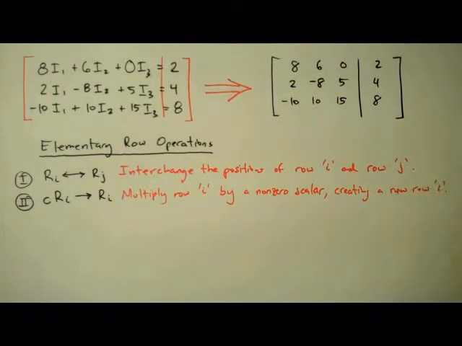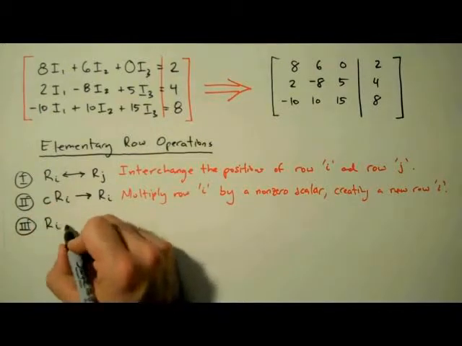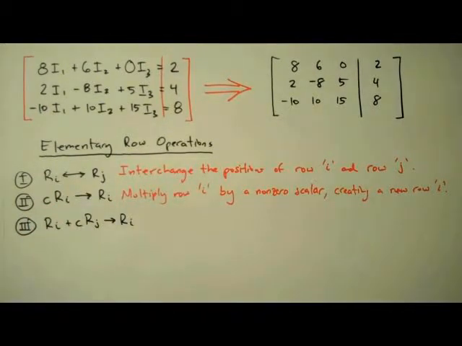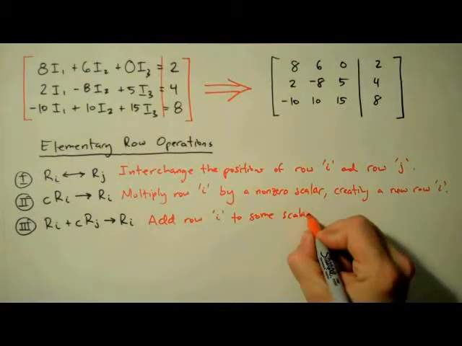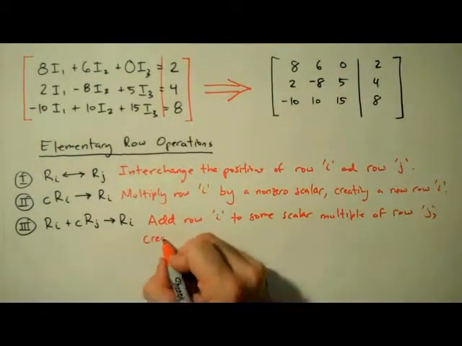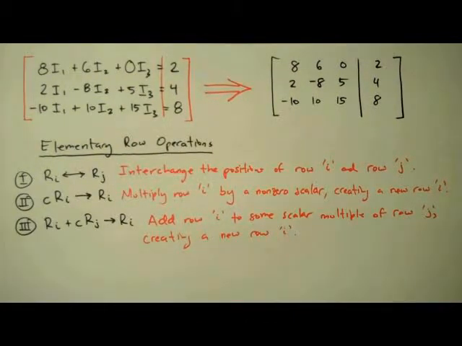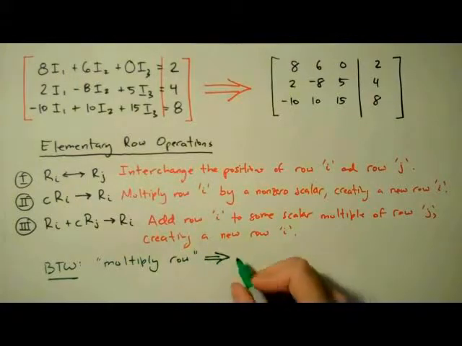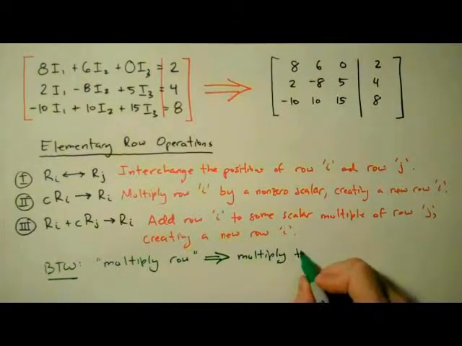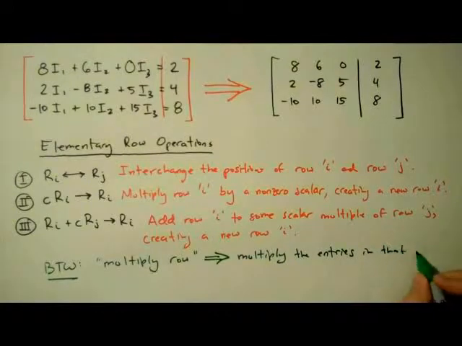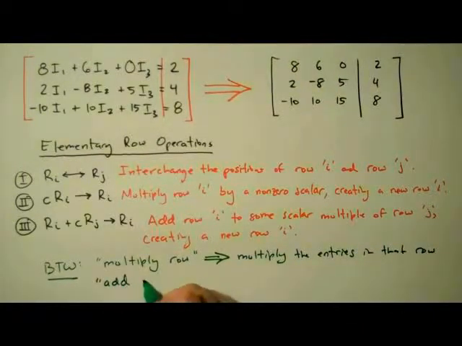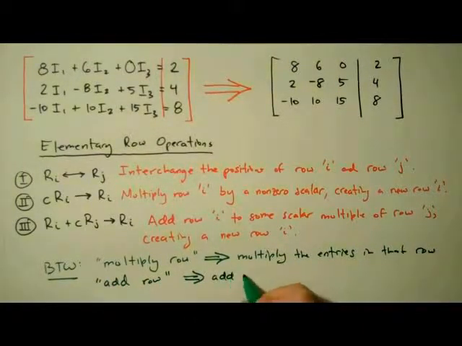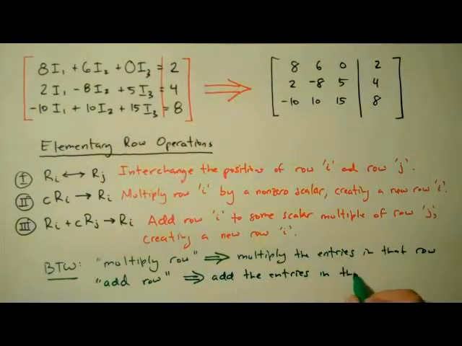Now the last tool in our ERO toolbox is called row addition. When we use row addition, we add row i to some scalar multiple of row j, creating a new row i. This one has been known to cause a few headaches. By the way, when we say multiply row i by a non-zero scalar, what we really mean is multiply each of the entries in row i by that non-zero scalar. Likewise, when we say add row i to row j, what we really mean is add each of the entries in row i to each of the corresponding entries in row j.